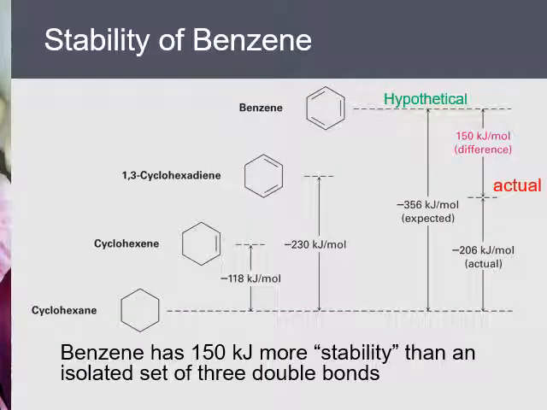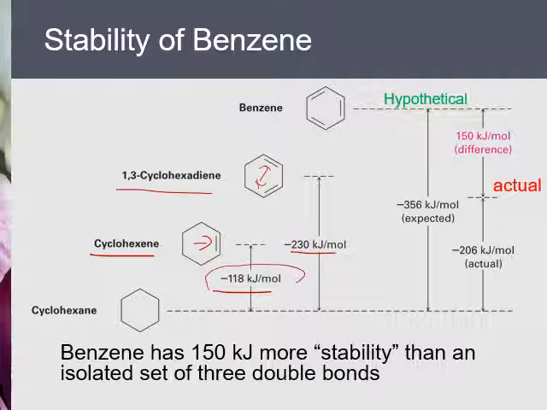Now let's compare the heat of hydrogenation of benzene with alkenes. We start with cyclohexene with only one double bond. The heat of hydrogenation is negative 118 kJ per mole. When we go to 1,3-cyclohexadiene with two double bonds, the heat of hydrogenation goes up to negative 230 kJ per mole. And that is almost twice that of cyclohexene, which is as expected. Two double bonds, twice the heat of hydrogenation.